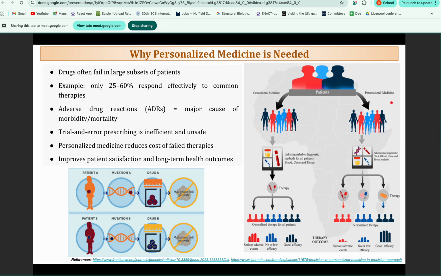Whereas in the case of personalized medicine, we design it in such a way that for all different groups or subsets of patients, the adverse effects are very low. If we look at this graph, it's very limited. No and low efficacy is also limited as compared to conventional medicine, whereas the good efficacy bars are quite high. So this is just to show you that the outcome of therapy has improved if we have shifted from conventional medicine towards personalized medicine.